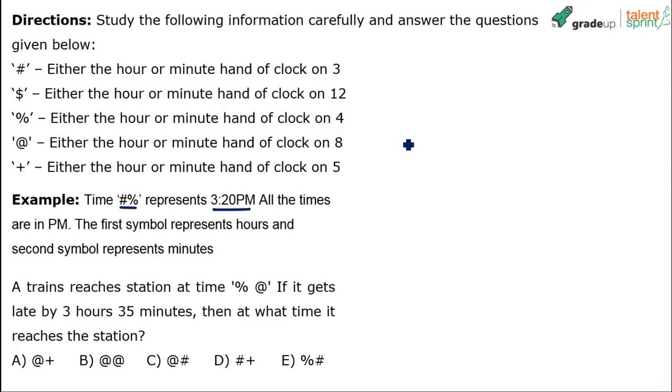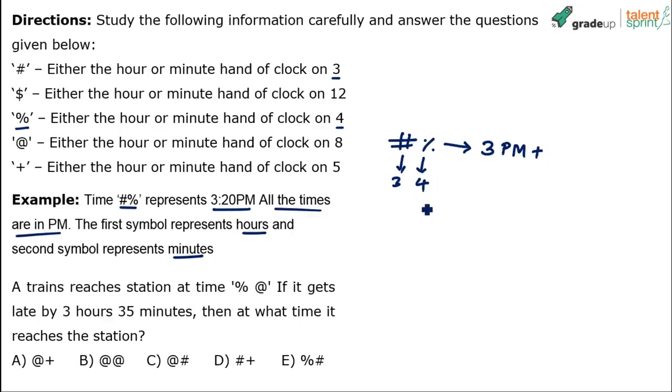Now what is the idea here? For hashtag percentage, pick up the values from the given illustration. Hashtag is 3 and percentage is 4. This means either the minute hand or hour hand is on 3, and the other means either the minute hand or the hour hand is on number 4. Now the given point says the first symbol represents the hour hand and the second symbol represents the minute hand. So the first symbol here is hash, which represents the hour hand, meaning it is 3. All the times are given here in PM, so this is like 3 p.m. Plus, what is the second symbol? The second symbol represents the minute hand.